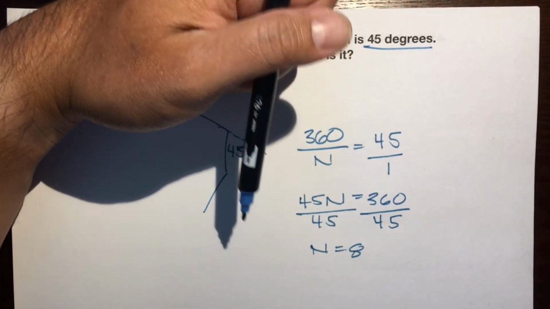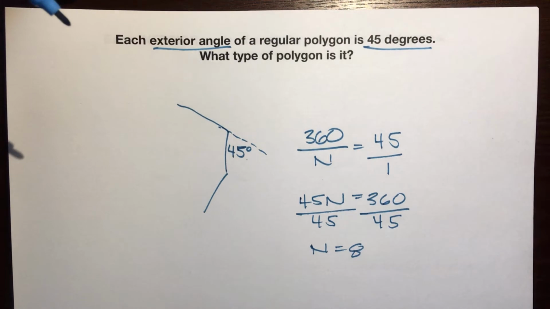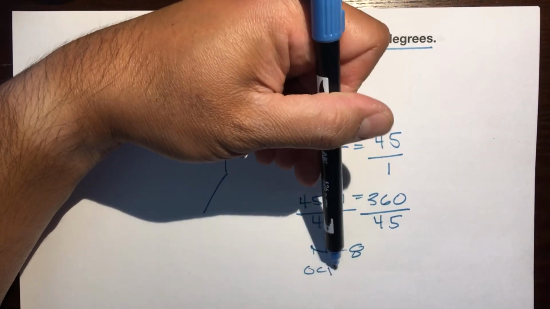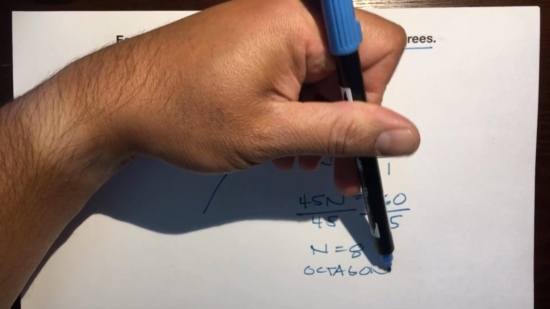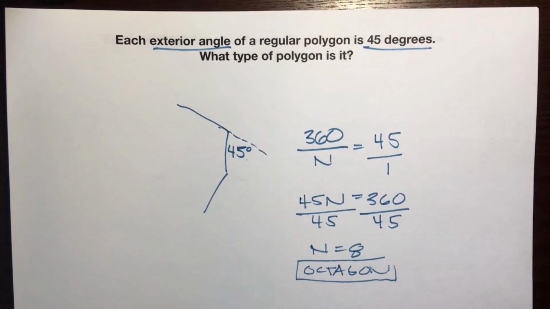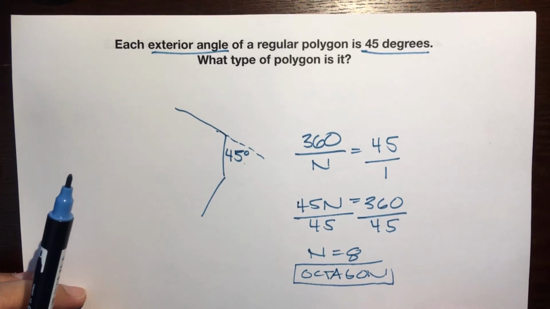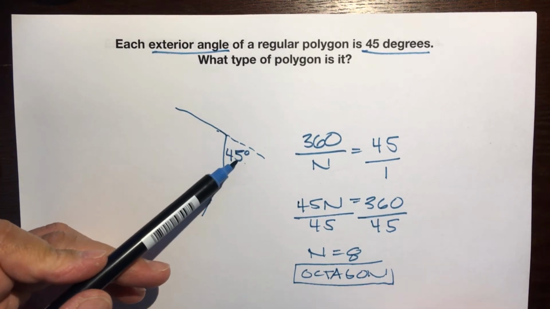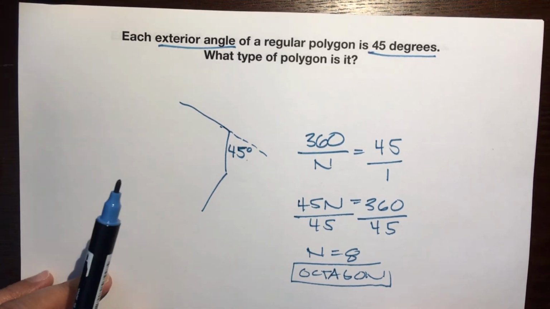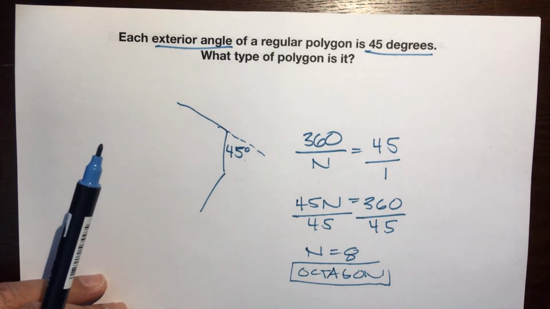Now think in your mind, what is an 8-sided polygon called? Octagon. There you go. Each exterior angle of a regular polygon is 45 degrees. So if all these are 45 degrees, how many sides does it have to have? 8. It's an octagon. So there's our formula of the day.